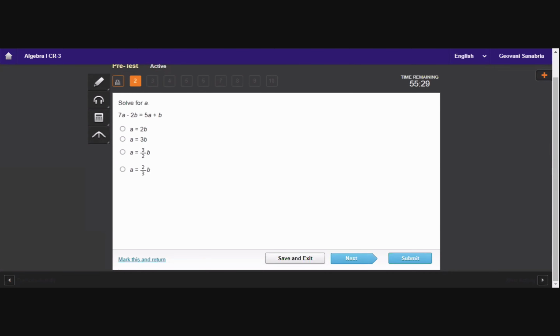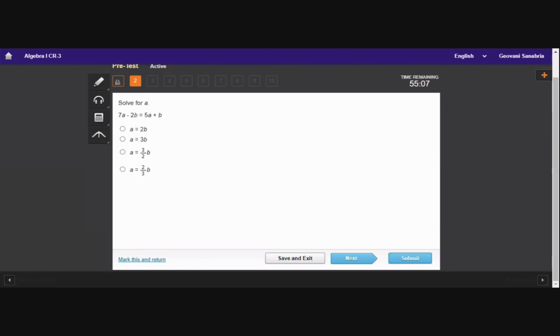So you basically moved the 5a by subtracting it from the right side and subtracting it on the left side. You moved that over, and then now you're moving the 2b over by doing the opposite, adding 2b on the left side. It cancels out, and then you add 2b on the other side. All right, so now I'm left with 2a equals 3b.